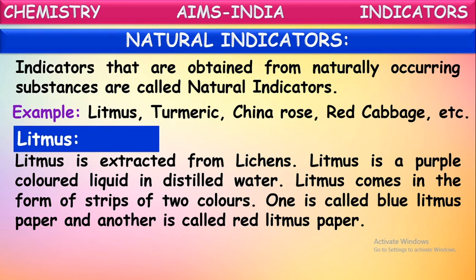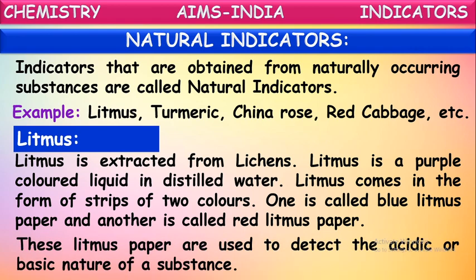This liquid litmus can be used directly for detecting acids and bases, and this litmus is made into paper strips. By using this litmus, differently colored paper strips are made which are used to detect acids and bases. Litmus comes in the form of strips of two colors. One is blue litmus, the other one is red litmus. These litmus papers are used to detect either the acidic or basic nature of substances.